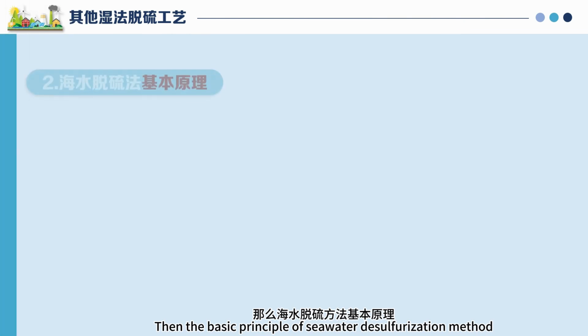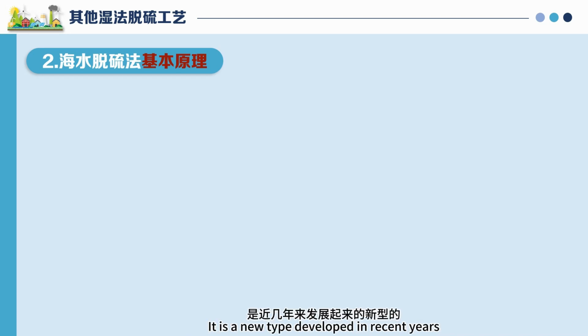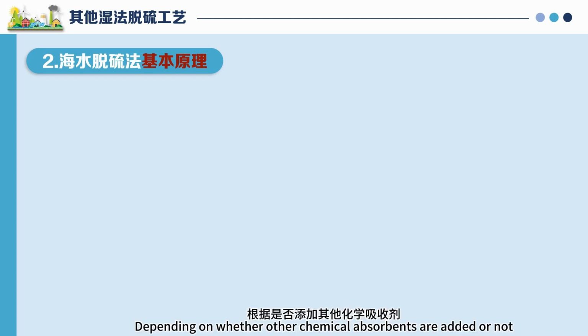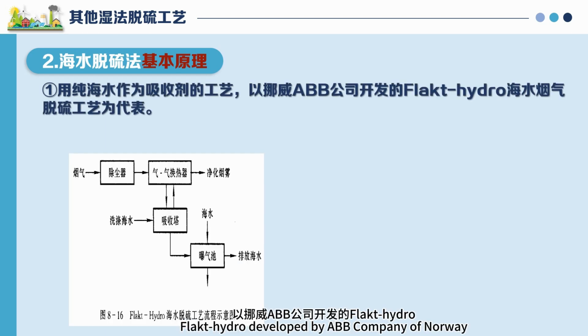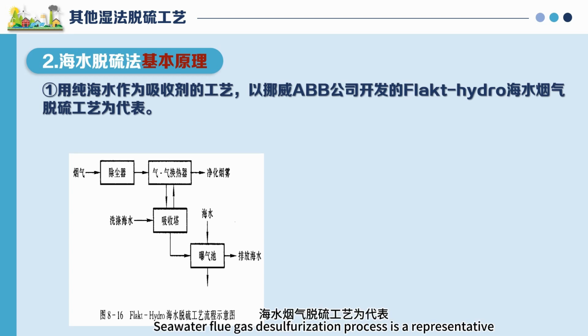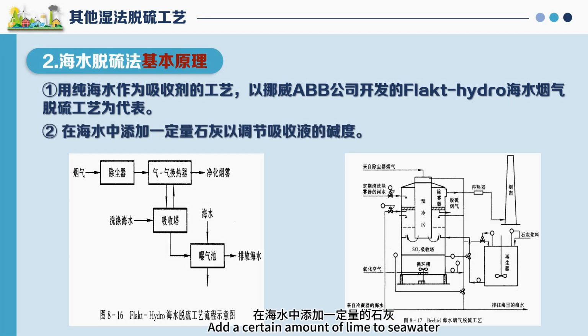Then, the basic principle of the seawater desulfurization method. Seawater desulfurization technology for coal-fired power plants is a new flue gas desulfurization technology developed in recent years, depending on whether other chemical absorbents are added or not. The first is the process using pure seawater as absorbent. The Flakt-Hydro seawater flue gas desulfurization process developed by ABB Company of Norway is a representative. Second, add a certain amount of lime to seawater to adjust the basicity of the absorption solution.